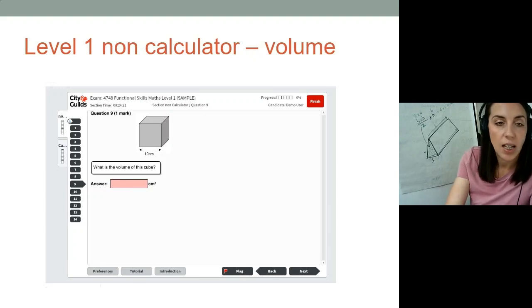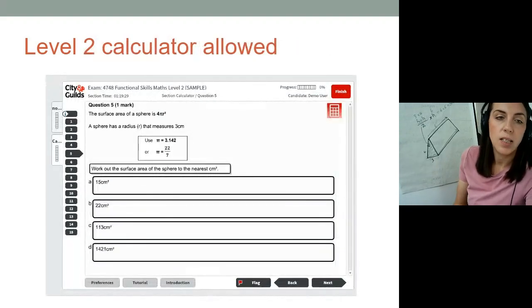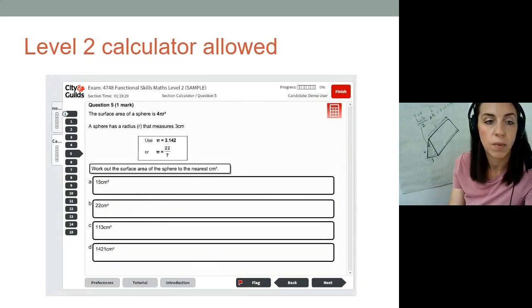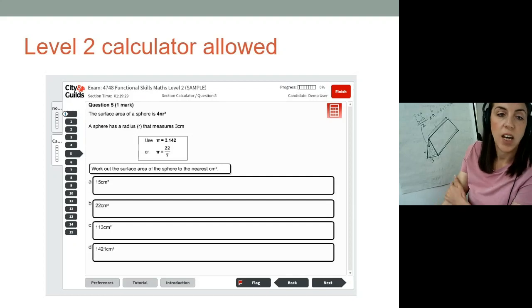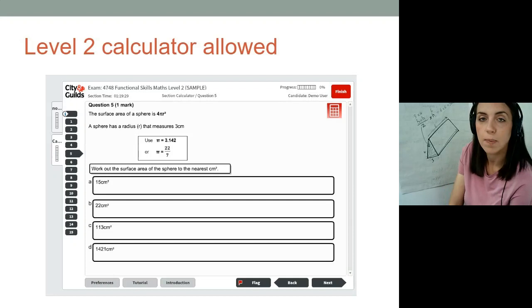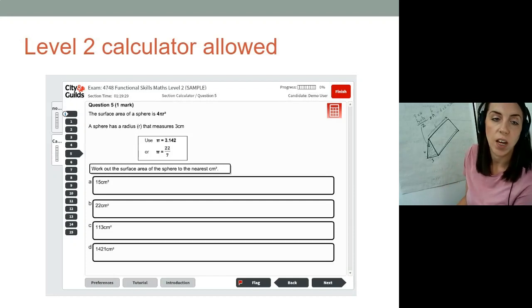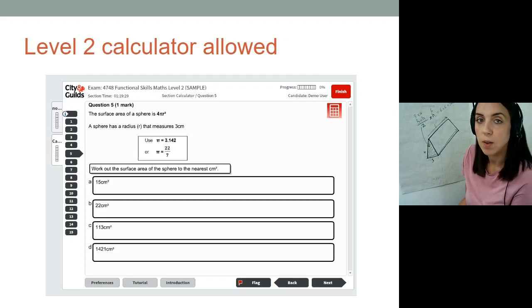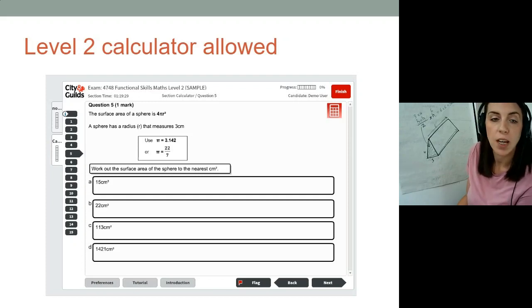And then I've got a level 2 example. So this is a level 2 example from a calculator allowed paper at level 2. So the surface area of a sphere is 4 pi r squared. It's given you that formula because it's not expecting you to remember the surface area of a sphere. It does say use pi as 3.142, not 3.14, so just be careful. Or pi is 22 over 7, as I mentioned earlier. So work out the surface area of the sphere to the nearest centimetre squared.